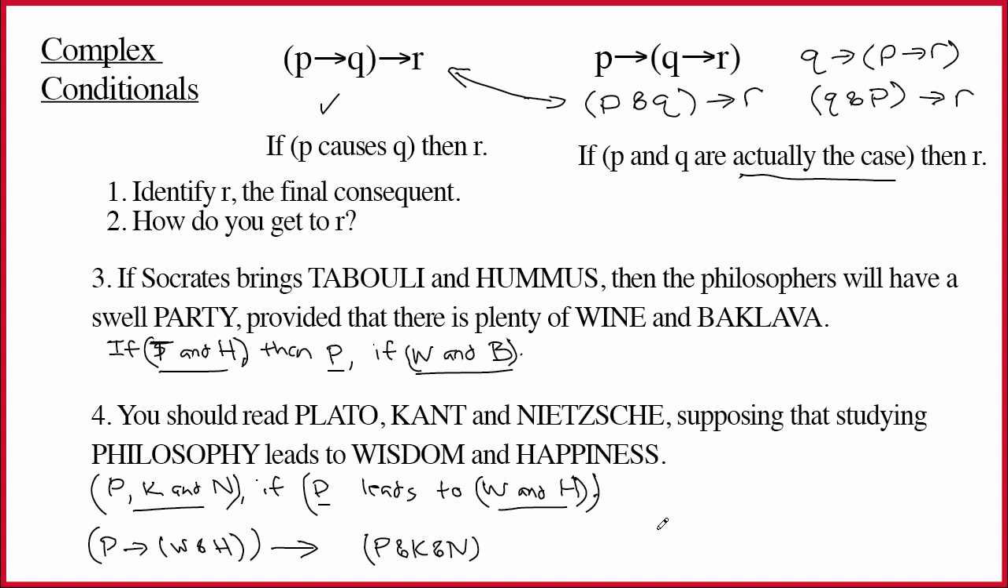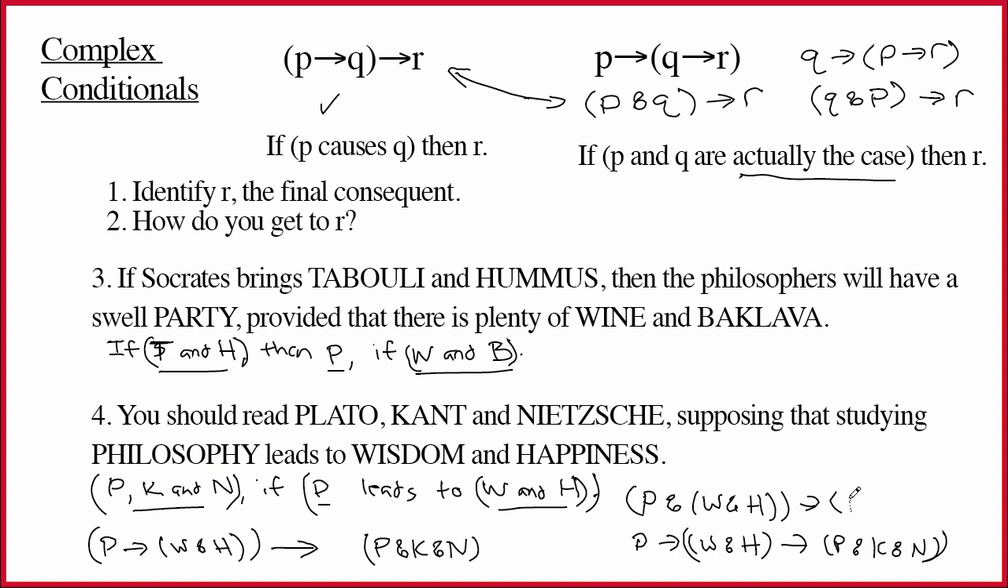For the sake of comparison, let's write it the other way, which would be to say P arrow W and H arrow P and K and N, and that would put the parentheses around the back side, though we know the equivalent version would say P ampersand W and H, all of that in parentheses, and notice the parentheses around W and H become optional, P and K and N, and this would say if you're actually studying philosophy and you're actually wise and happy, then you should read Plato, Kant, and Nietzsche. That has a totally different meaning.